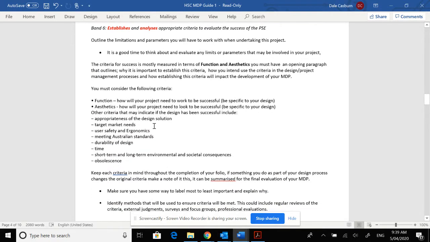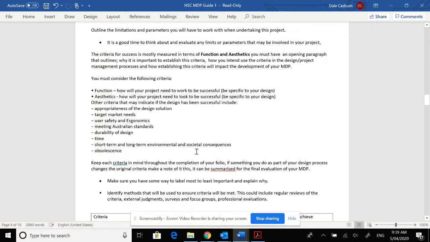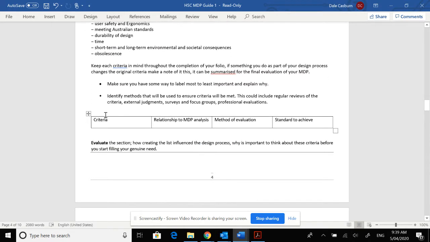Again, here is some information. Feel free to pause the screen and have a bit of a look at that. Might help you out. Some criteria you might want to use: a scaffold, so what the criteria is, how it relates to my MDP, so some analysis on why it's really important to that, how I'm going to evaluate it, and finally, what standard I want to achieve. As has been said before, there are probably 20 different ways to set this out. This is just one, so hopefully it helps.